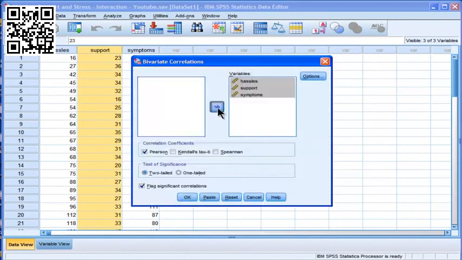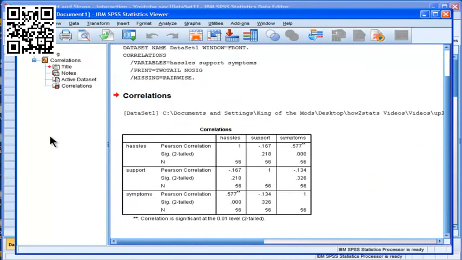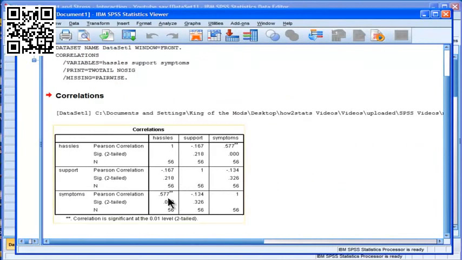And we can see that hassles, in fact, does positively correlate with symptoms at 0.577. So the higher hassles, the higher symptoms you have. But support and hassles don't really correlate with each other. If they do, it's a little bit negatively. And support and symptoms also don't really correlate with each other. And if anything, it's a little bit negatively.